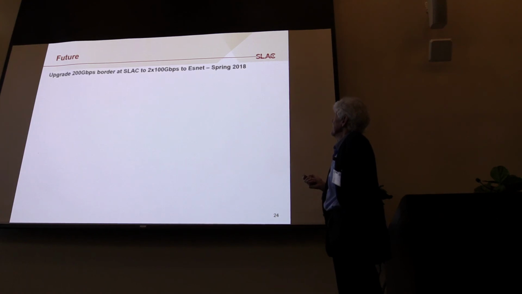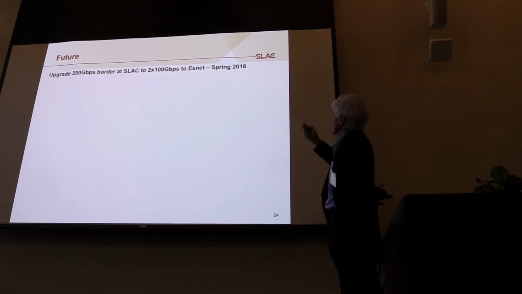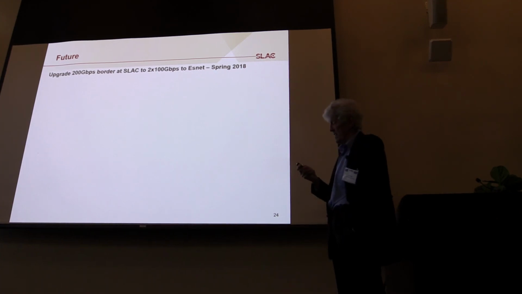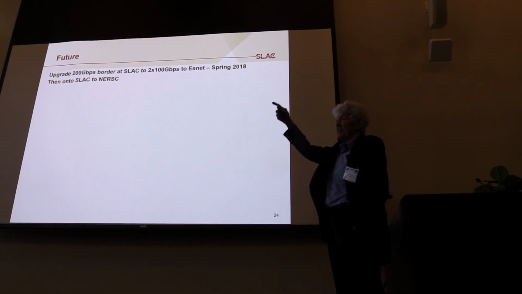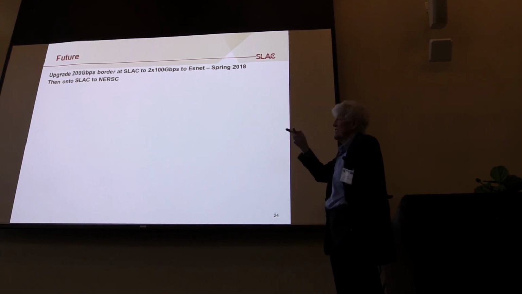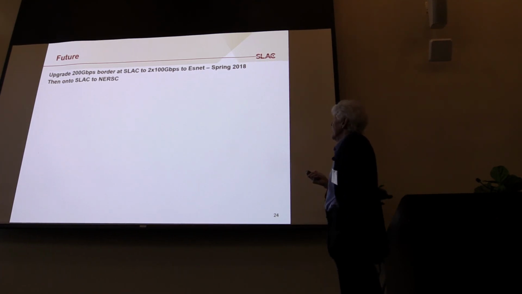Okay, the future. We want to upgrade the border. That will happen spring of this year, 2 times 100 gigabit to ESnet. Then, instead of sending it to Atlanta and back, sending it just to NERSC. So that's only about a 4 millisecond round trip time. It should be much easier.